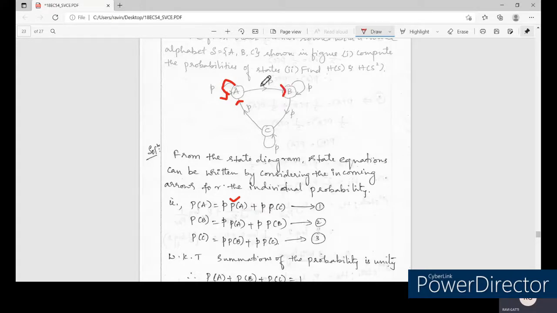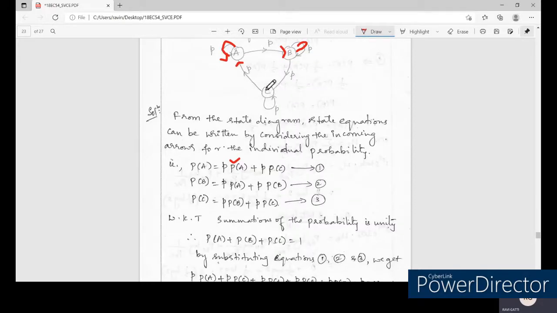Similarly, the inward branches for state B we need to consider. You have an inward branch from A to B and one from B to B. Therefore the probability of being in state B is P into P of A plus P into P of B. Similarly, for state C, the incoming branches are from B and from C to C. So the probability of being in state C is P into P of B plus P into P of C. These are the independent equations, and based on them we can find the probability of being in a particular state.